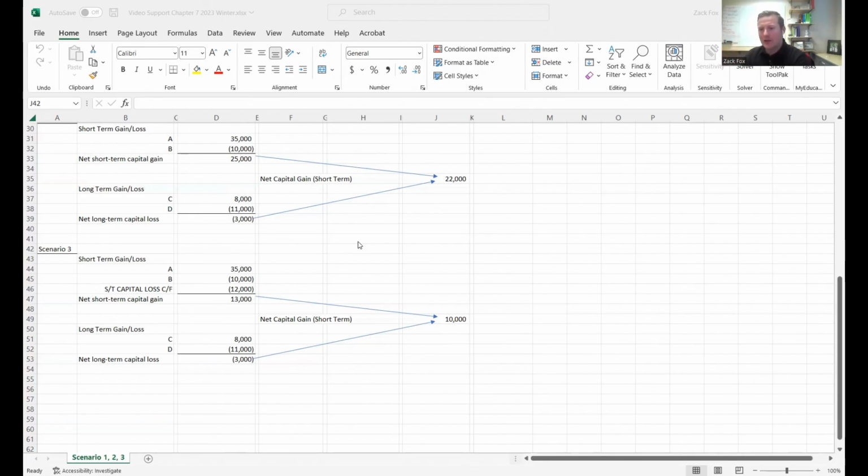All right. That's the basic rundown of the netting process. Hopefully that makes things clearer for you and you're able to understand it a little more easily.